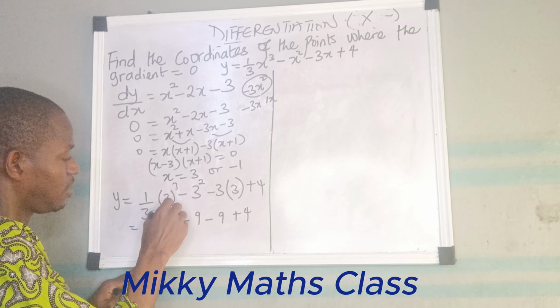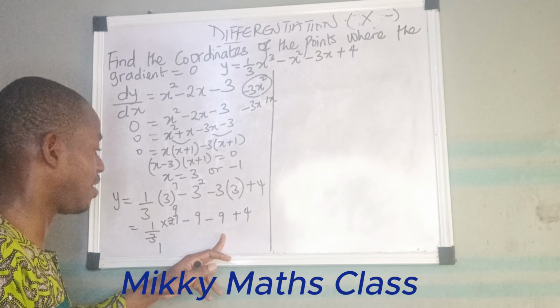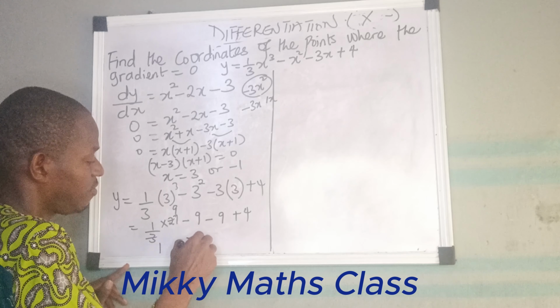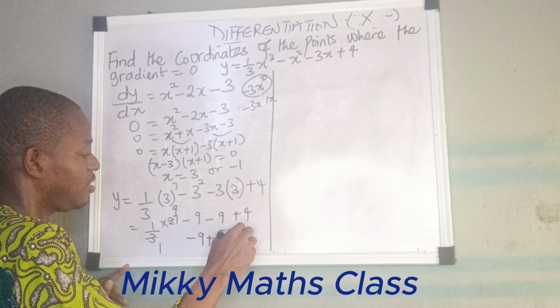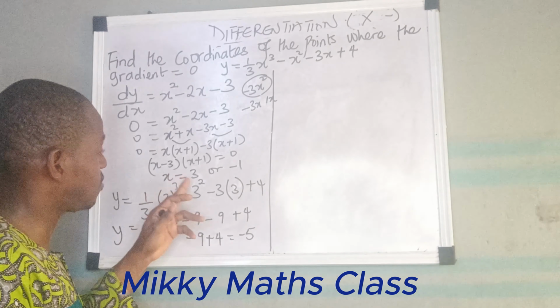3 here 1, 3 here 9. So 9 minus 9, that's 0. 0 minus 9, that's what? Minus negative 9... So negative 9 plus 4, we have negative 5. So that's the y for when x is 3.